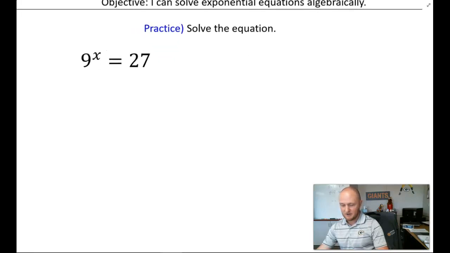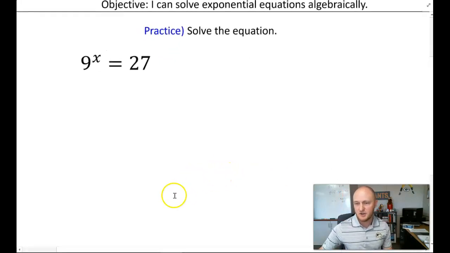Okay. Here is the next practice one. Please try this one. I'll show you the answer here in a second. All right, hopefully this one wasn't too bad for you.